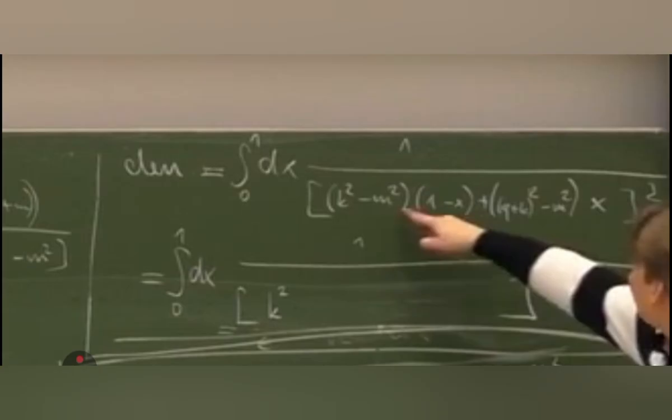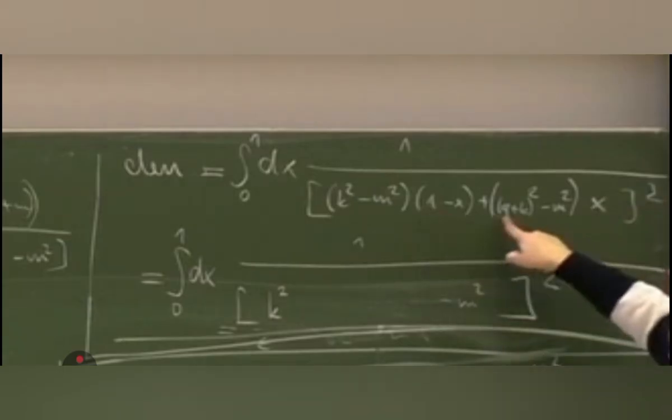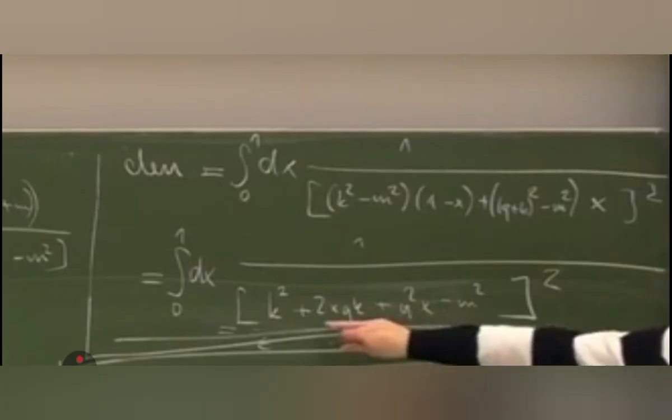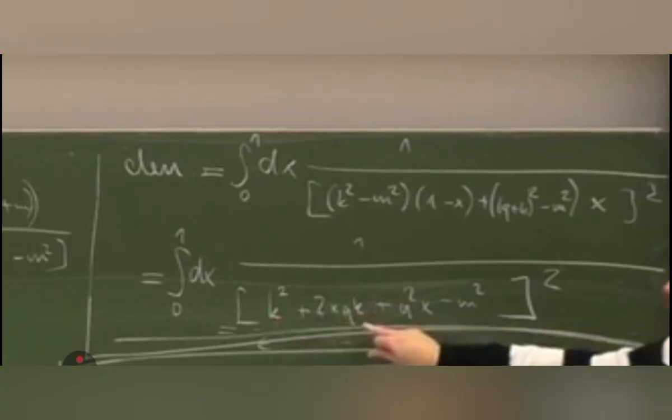What else do we have? How many m square do we have? Right, m square times (1 minus x), so minus m square. What else do we have? We have k dot q, 2 times k dot q times x, plus 2x k dot q, and we have q square times x. So, okay, that's what we have. That is now more similar to our master formula, but it's not yet quite the master formula because we don't only have k square, but we also have q dot k.